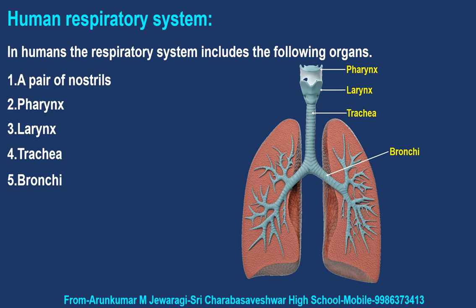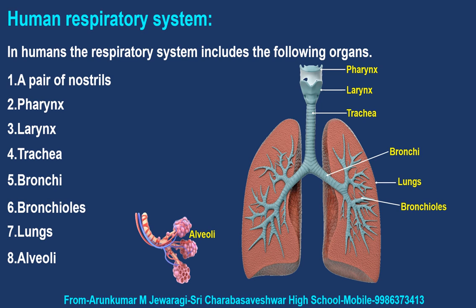Bronchi. Singular it is bronchus, and in plural we call it bronchi. Then bronchioles. When each bronchus enters inside the lungs, it is sub-branched or subdivided into many branches. Those branches are called bronchioles. Then a pair of lungs. On the left side as well as the right side of our body, a pair of lungs is present. They are also very important organs in our respiratory system.